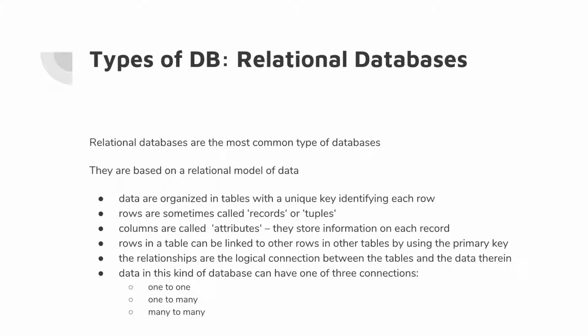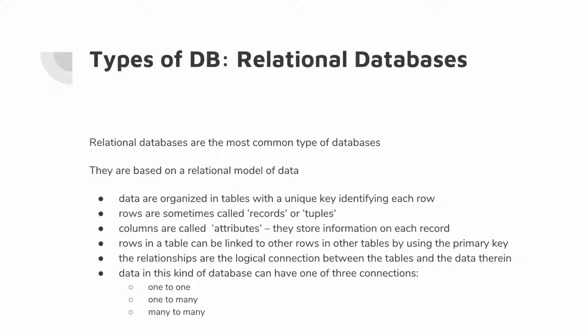The columns in that table are called attributes, and they store information on each record. So what makes the relational database relational is that the rows in a table can be linked to other rows in other tables by using the primary key, the unique identifying key that you give to the record. The relationships that you then have between the rows in the different tables are the logical connection between the tables and the data in the tables.